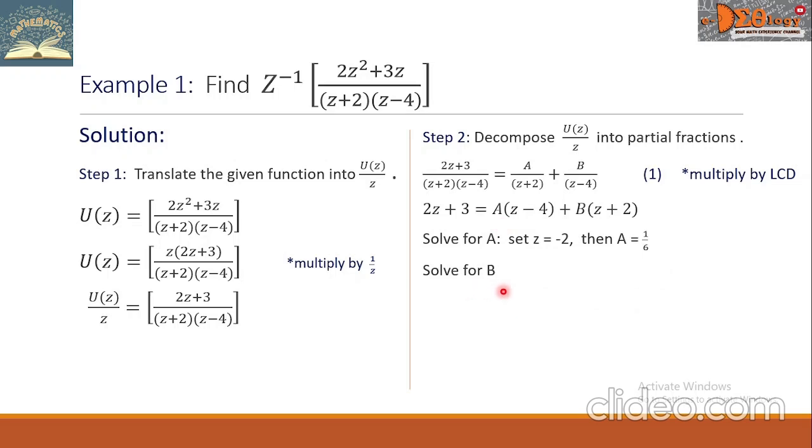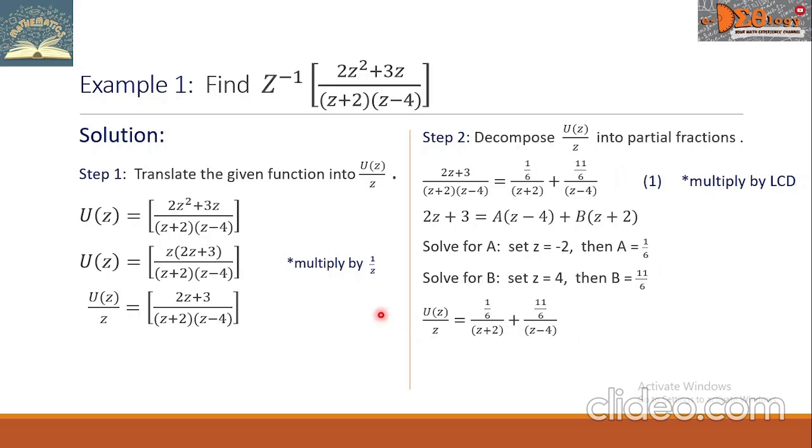Then let us solve for B. It means let us eliminate A. The A here has factor Z minus 4. Let us now set the value of Z as 4 so that we can eliminate A. We will change all Z by the value 4 and we will get the value of B as 11 over 6. From here, let us substitute the values of A and B respectively in equation 1.